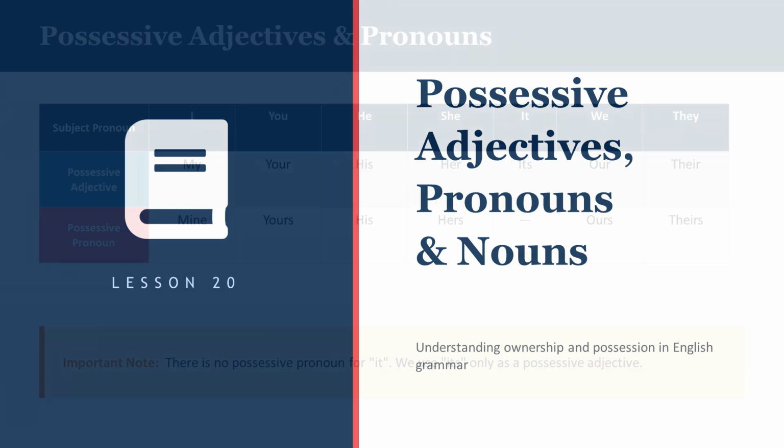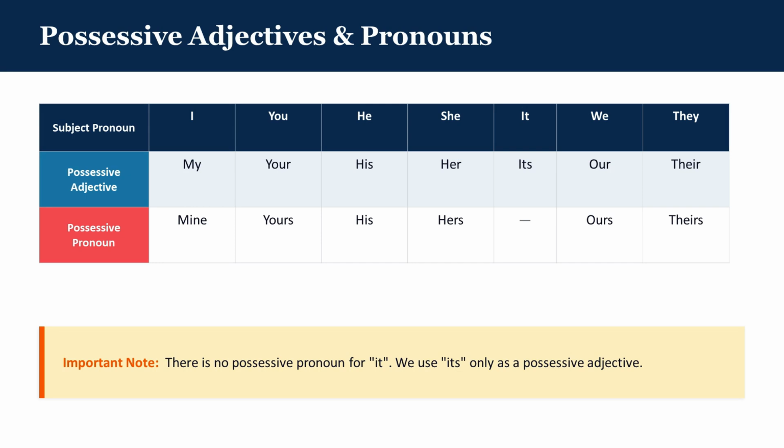Let us get started. Let us start by looking at the relationship between subject pronouns, possessive adjectives, and possessive pronouns. For the subject pronoun I, the possessive adjective is my, and the possessive pronoun is mine. For you, the possessive adjective is your, and the possessive pronoun is yours. For he, the possessive adjective is his, and the possessive pronoun is also his. For she, the possessive adjective is her, and the possessive pronoun is hers.